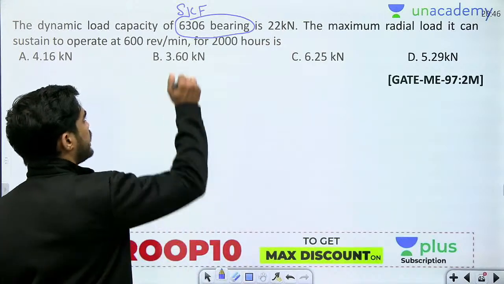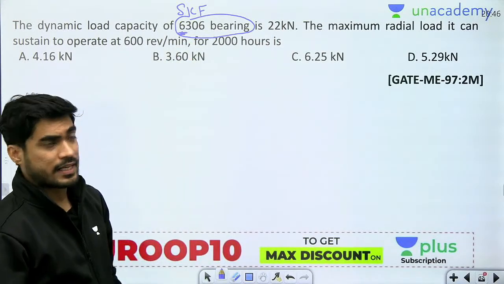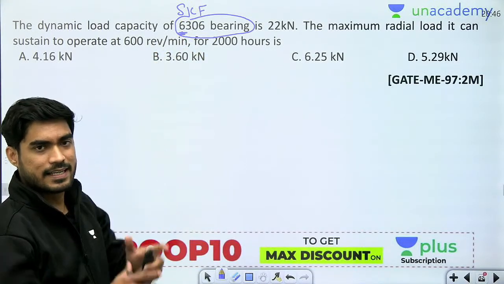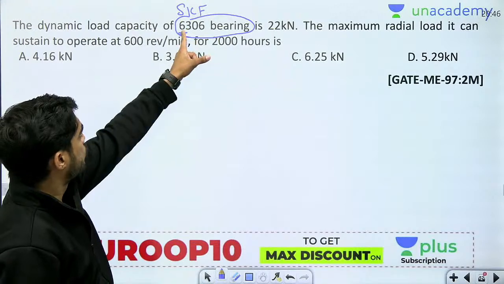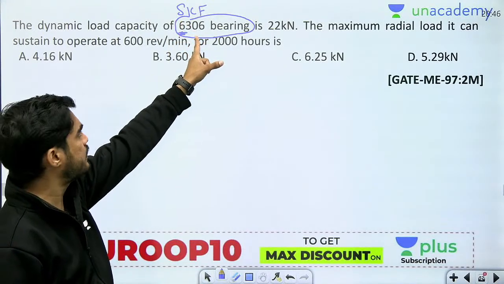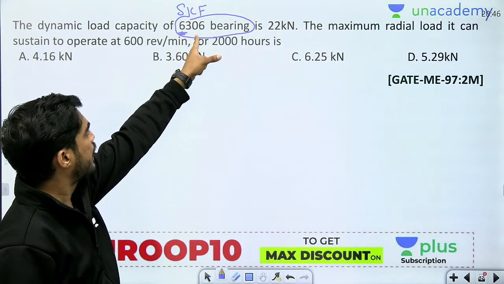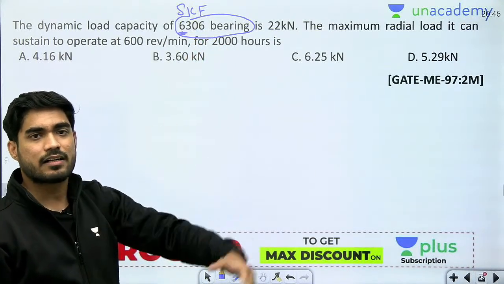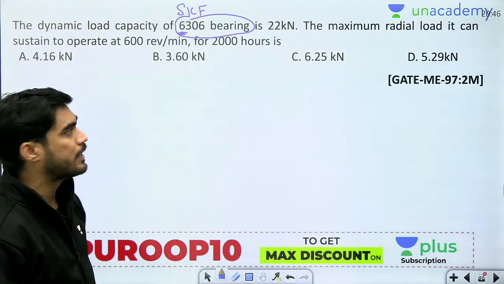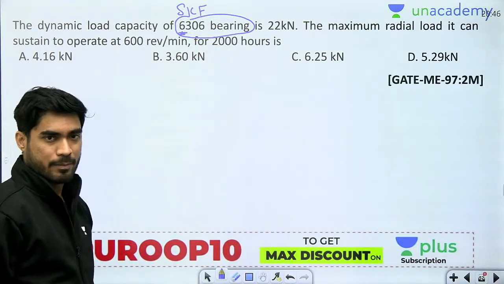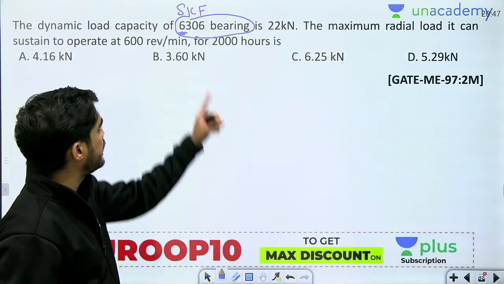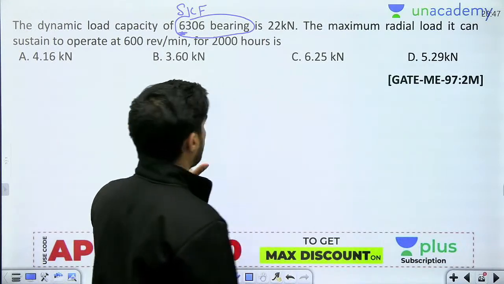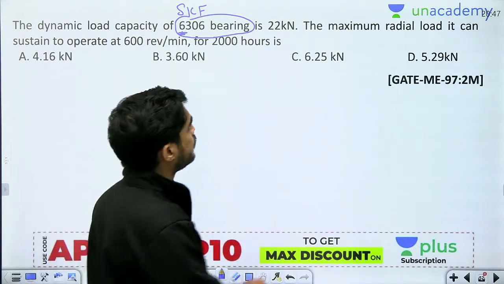अभी थोड़ा सा समझा देता हूँ. 6 means it is a deep groove ball bearing. 3 is the series of shape and size. Size के लिए there are different series. So it is the 3 series, and 06 multiplied by 5 will give you the inside diameter. The bore diameter is 30 mm, the diameter of inner race is 30 mm. So a 6306 bearing is 22 kilonewton. Dynamic load carrying capacity 22.